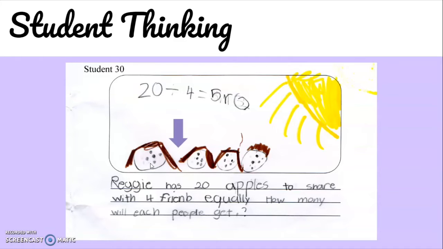To further illustrate the description of the word problem, the student then draws out the 4 friends and uses dots to represent the number of apples each person would receive. Once the student set this illustration, they determined that each friend would get 5 apples each. The student then returned to the original equation they wrote out and put down 5 as the quotient and included a remainder of 0.